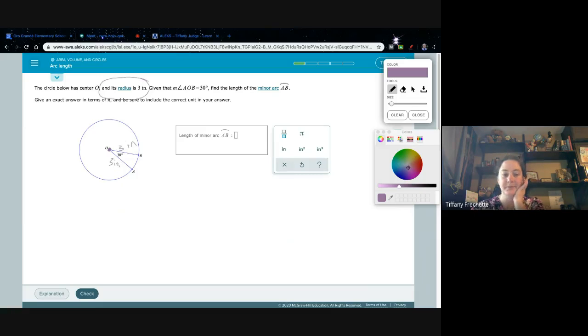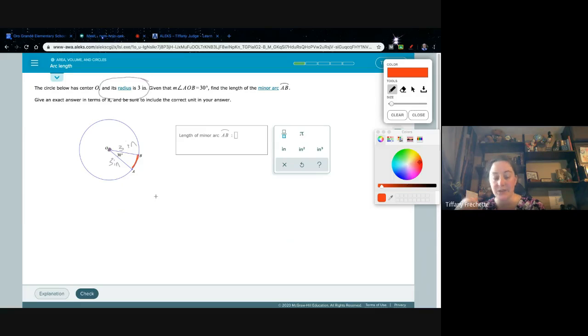All right. And then they also give us that angle AOB is 30, and they mark that for us right there. They tell us 30 degrees. They want us to find, I'm going to do this in kind of a bright red here, this minor arc here, which is AB.